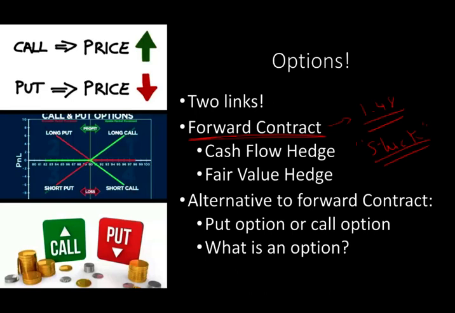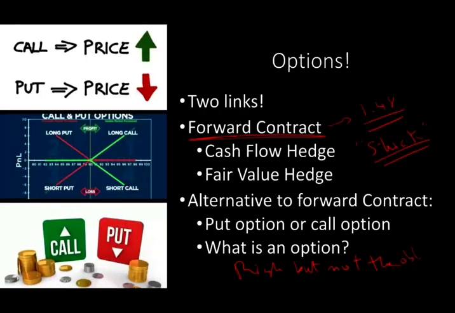Well, the put option is a little bit different. The put option gives you the right, but not the obligation. It means if you want to sell it, you can sell it at $1.48. But if the price is $1.55, guess what? Why would you sell it at $1.48? You let your option expire and you sell your currency at $1.55. So that's what an option is. You're not stuck.